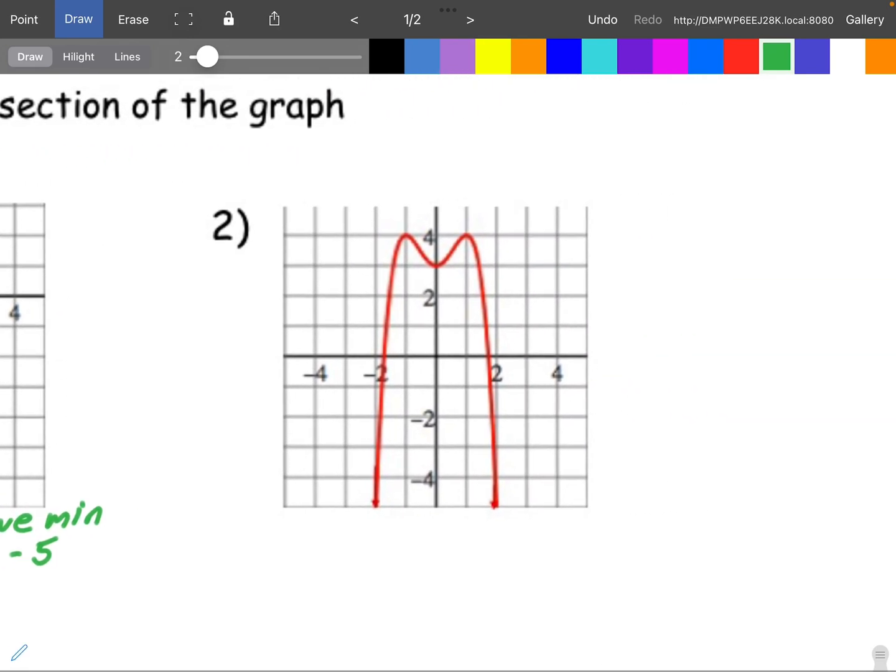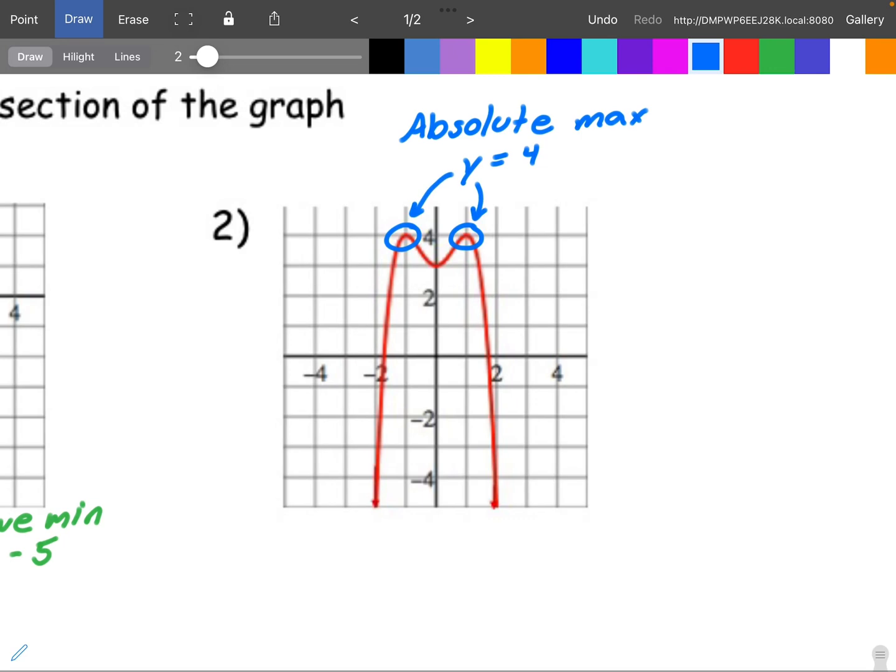Alrighty, now for number 2. So for this one, we actually do have an absolute point. We have an absolute maximum because even though these points are exactly the same height, there are no points higher than those. So we say that those are absolute max, and the y value at those points would be 4. So those are absolute maximums because there is nothing higher on the graph.